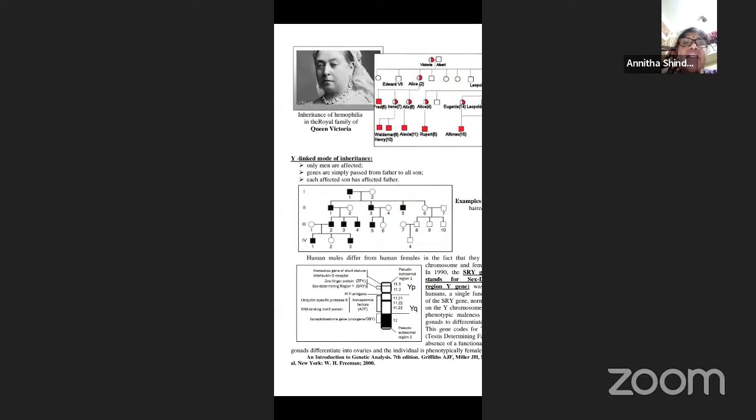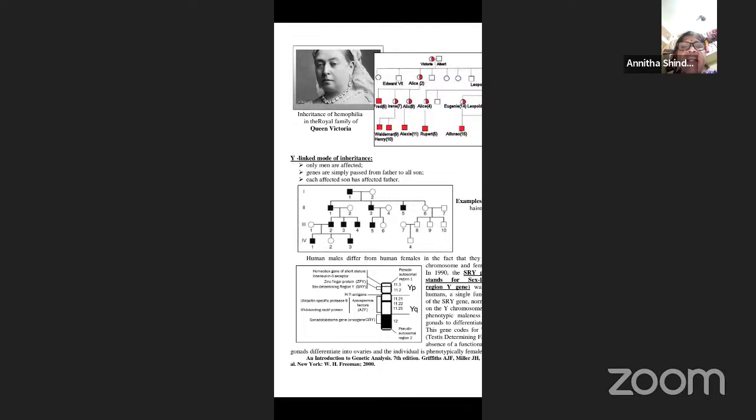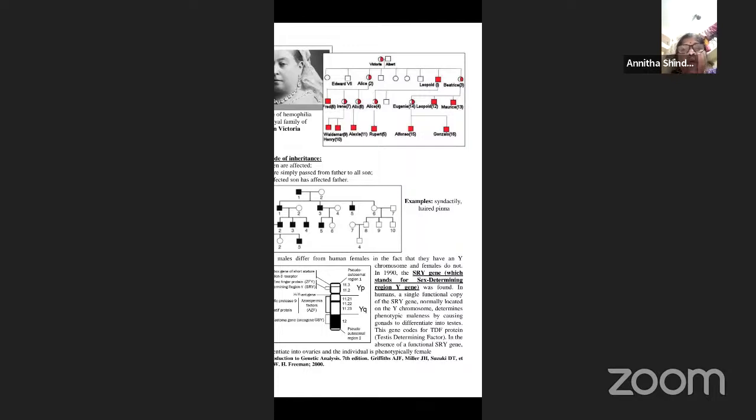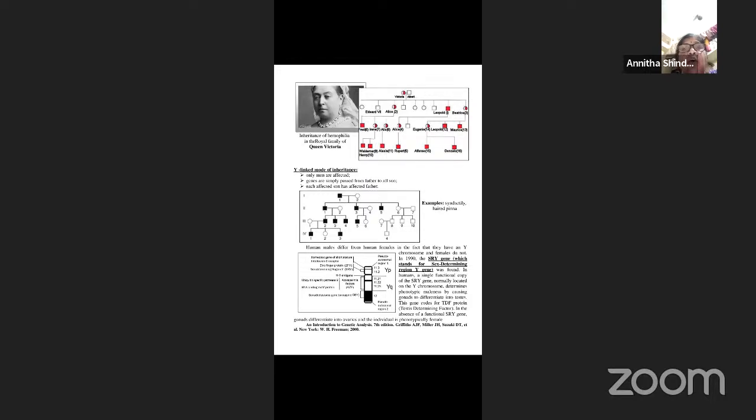Y-linked mode of inheritance. Here in Y-linked, only men are affected. There is no question of females coming in here. Genes are simply passed from the father to all the sons, and each affected son has an affected father. So these are the different modes of inheritance, that is, sex-linked mode of inheritance. Okay, so this is all about that.